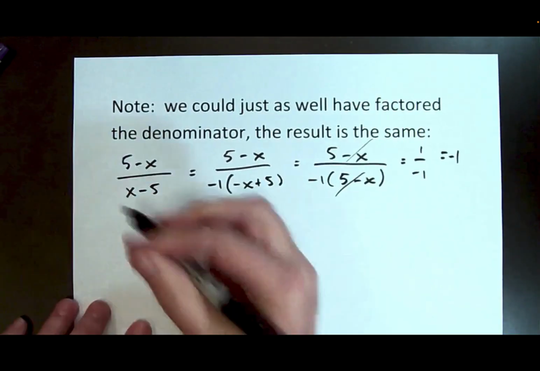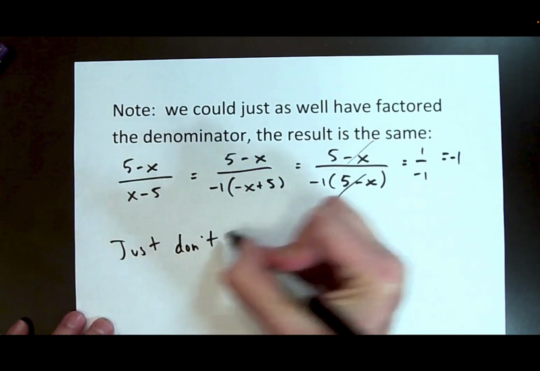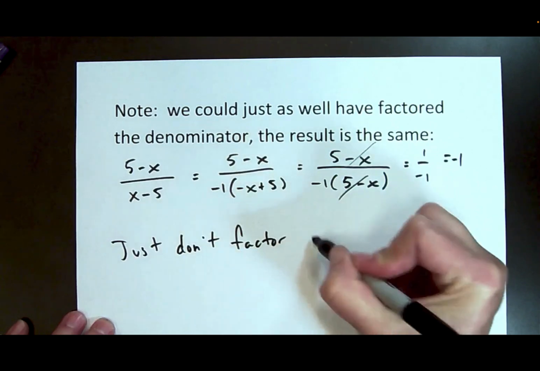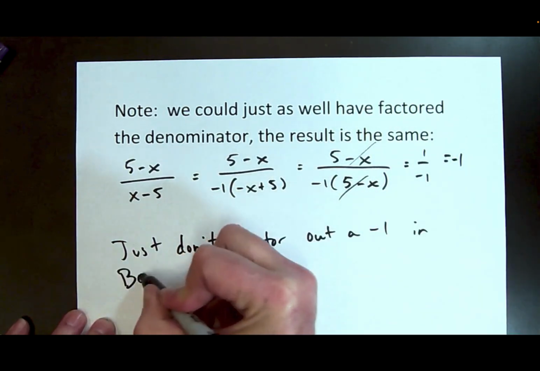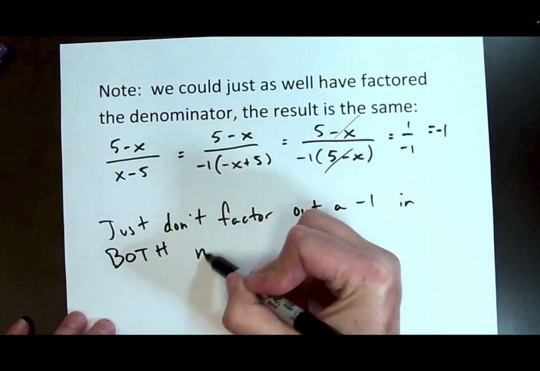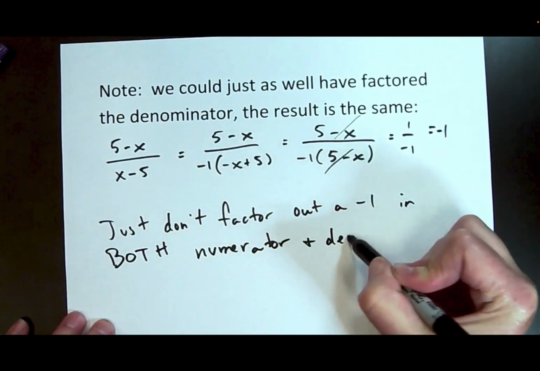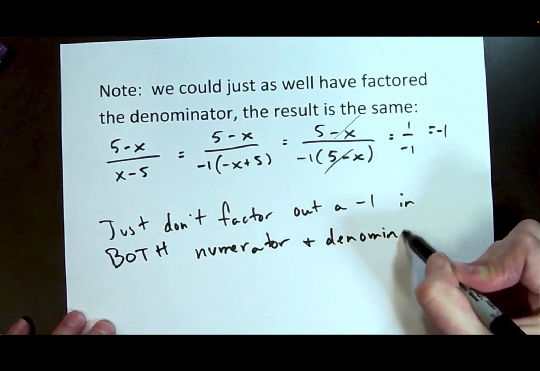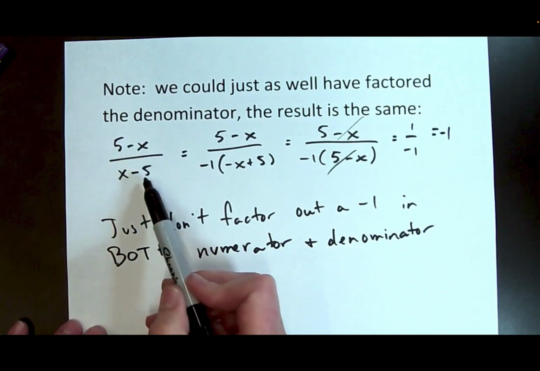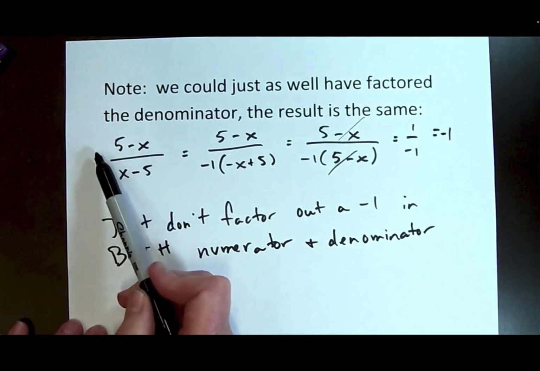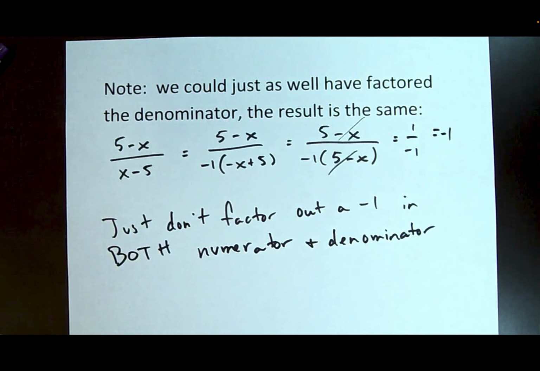Just, maybe I should add a note here. Just don't factor out a negative 1 in both numerator and denominator, because you won't get common factors then. You'll have the same issue. So if I factored it out in both numerator and denominator, up top I'd have minus x minus 5, and down below I'd have minus 5 minus x. So I still wouldn't see common factors.